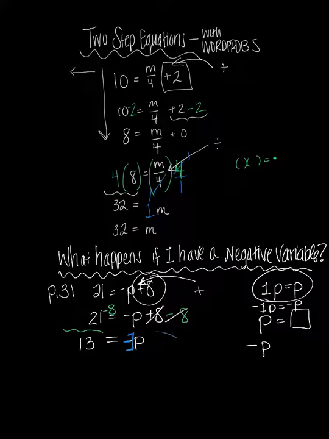So if I'm multiplying, the inverse of multiplication should be division. So I'm going to end up dividing negative 1p by negative 1. And remember, what I do to this side, I've got to also do over here. All right, so if I have negative 1 divided by 1, those cancel out, and I'm left with just p. So p equals 13 divided by negative 1, which equals negative 13. Remember, positive divided by a negative is always a negative.